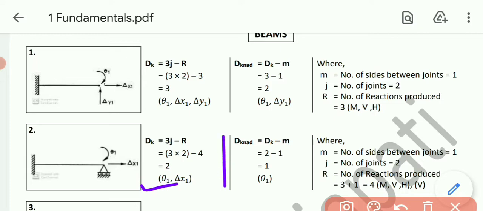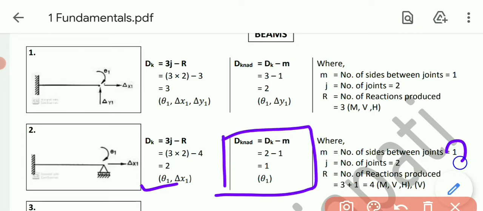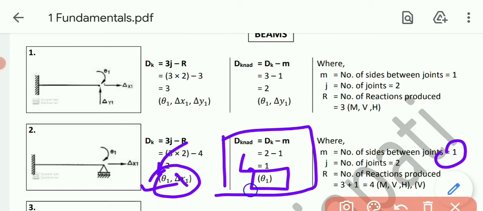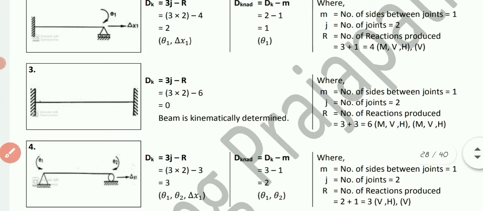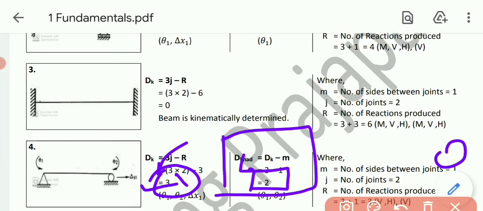Now Dk none, neglecting axial deformation, so Dk minus m: m is 1, so 2 minus 1, the answer comes 1. So out of these 2 answers we need to neglect the axial deformation, so our answer will finally be the rotation, theta 1. Next. So I hope, guys, you are getting the concept properly.